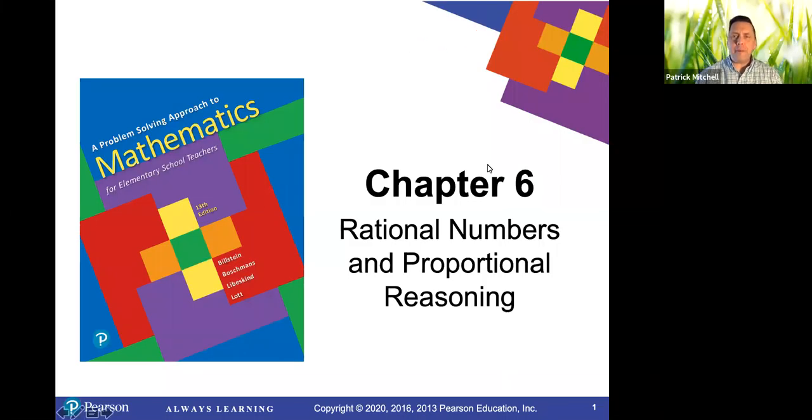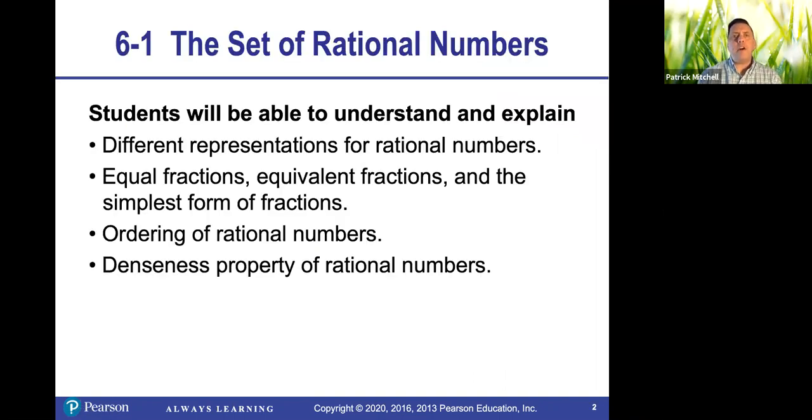We're starting chapter 6 today on rational numbers and proportional reasoning. And we'll start by talking about the set of rational numbers. So at the end of this section, you'll be able to understand and explain different representations for rational numbers, equal fractions, equivalent fractions, and the simplest form of fractions, ordering of rational numbers, and the denseness or density property of rational numbers.